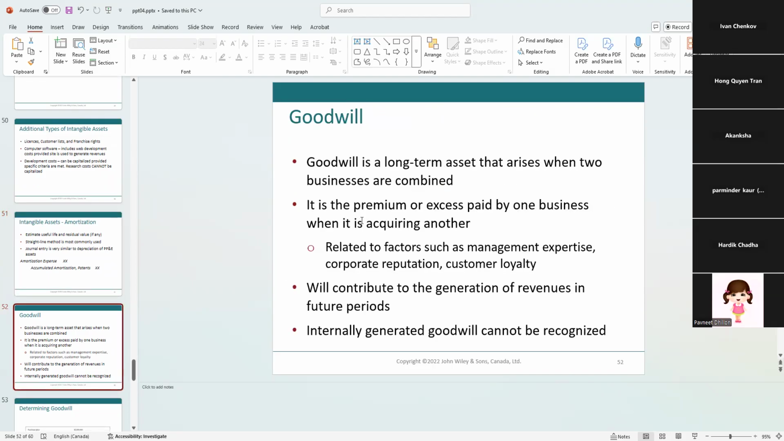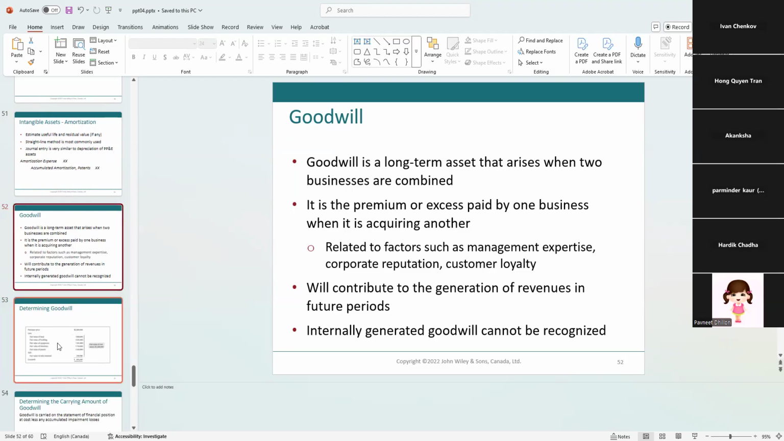Goodwill. Goodwill, as I said in the classroom, is only and only when you purchase another business. Two businesses are combined into one. So in that case, you might end up paying more than what you get. If you pay more than what you get, then you're going to have a goodwill.